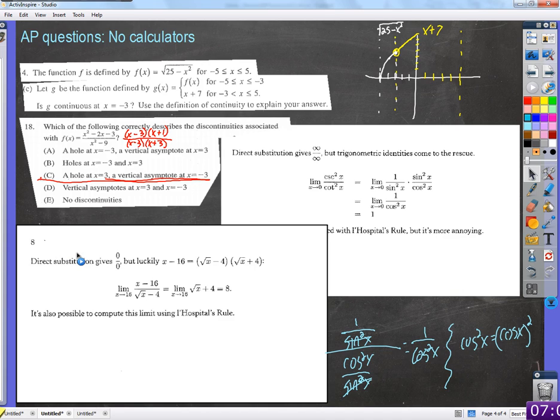Is the whole AP test no calculator? No. There's multiple choice, and then there's free response. Some of each is either or. The first part of multiple choice is no calculator, second part is calculator, first part of the free response, I think it's the same, no calculator. They split it up like that.